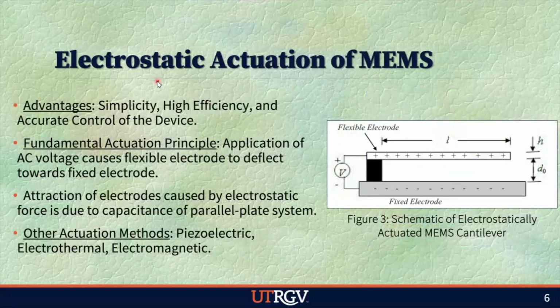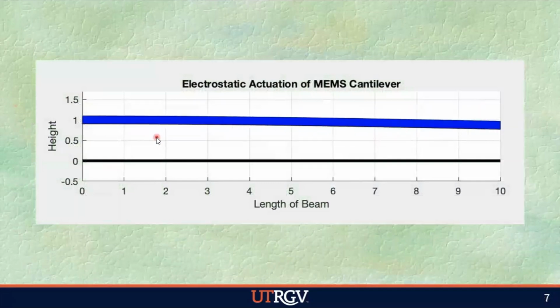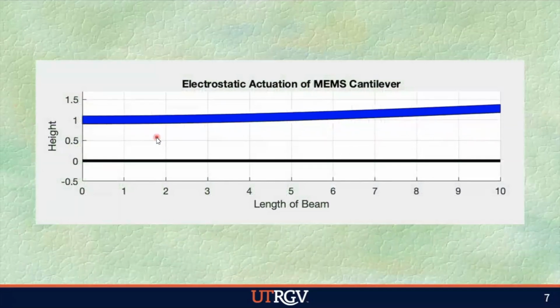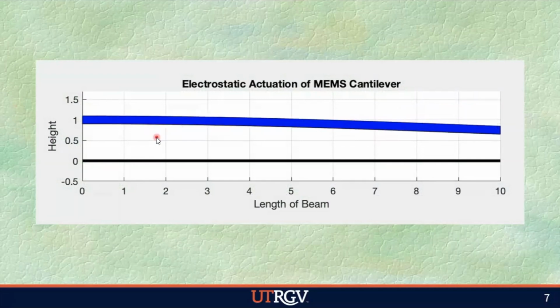Electrostatic actuation of MEMS involves the attraction of two oppositely charged electrodes, which generates an electrostatic force between them. This force is due to the parallel plate capacitance of the system. Simplicity and accurate control of the device are some advantages of electrostatic actuation. Here you can see how a MEMS cantilever vibrates when an AC voltage is applied.